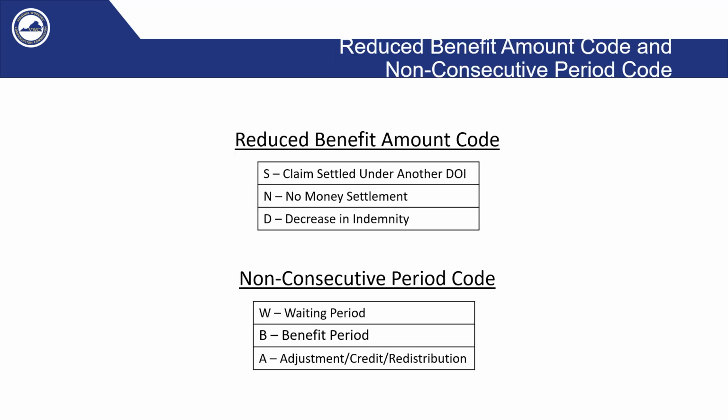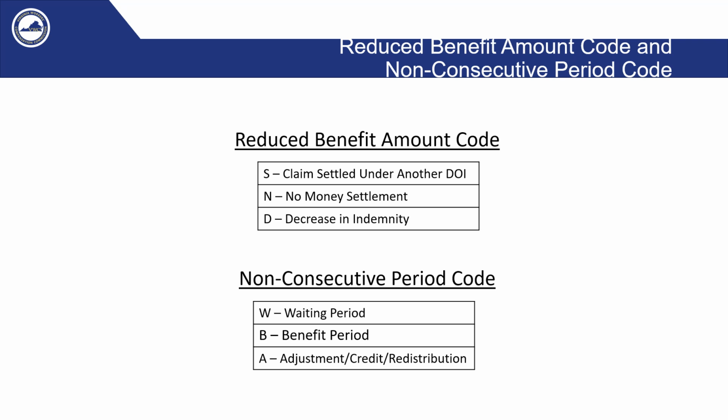Virginia will only accept 3 reduced benefit amount codes. S is for claims settled under another date of injury, to show multiple dates of injury were settled and the settlement amount was paid under a different date of injury. N is for no money settlement, to show the claim has been settled and no money is being paid as part of workers' compensation. An example would be third-party settlements. And D is for decrease in indemnity, to show paid indemnity has been fully or partially reduced from the benefit type amount paid that was previously reported.